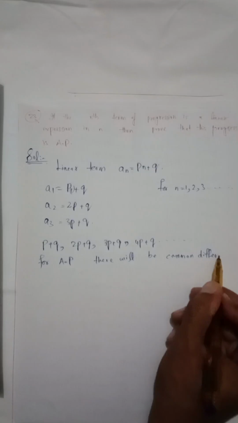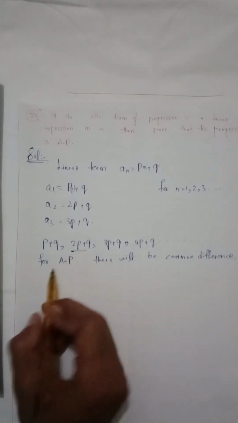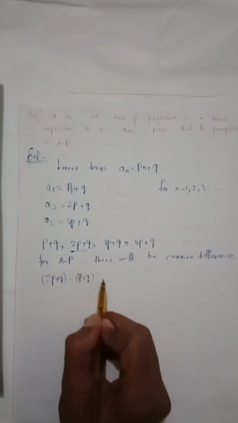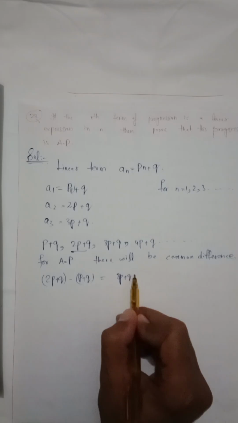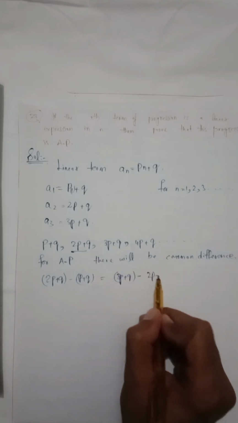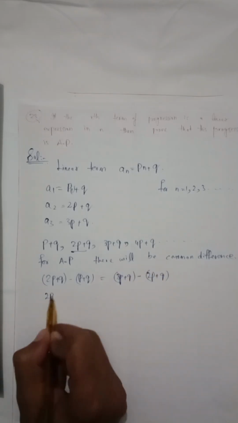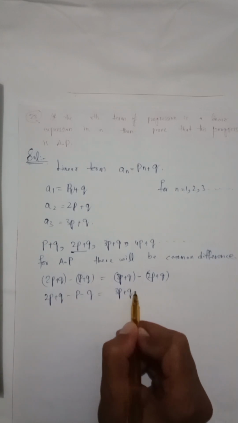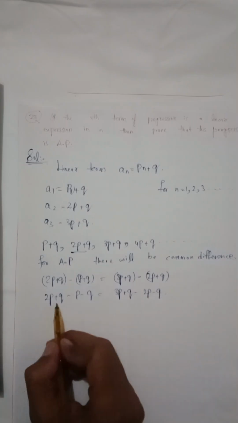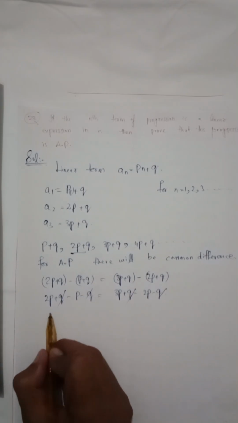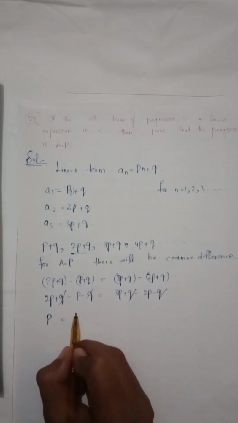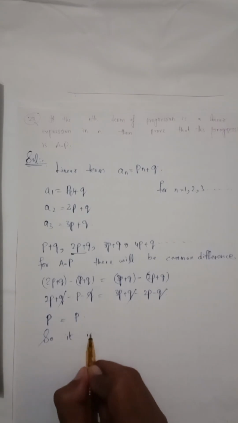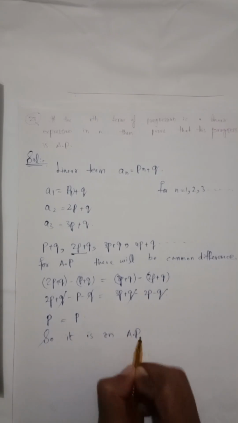So the common difference of two consecutive terms: (2p plus q) minus (p plus q) equals p, and (3p plus q) minus (2p plus q) equals p. Expanding these, this q will be cancelled and p should be equal to p. So from here we can see that it is an arithmetic progression.